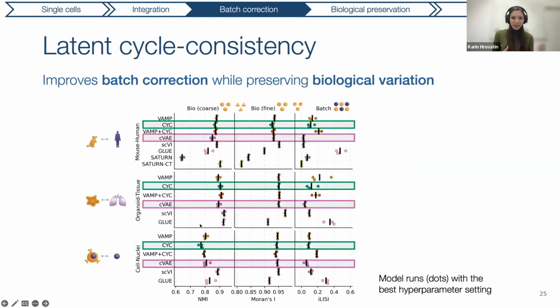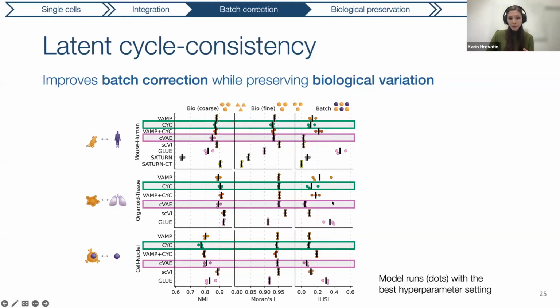Another thing, of course, that is important is to test if this approach improves upon just a normal cVAE. So I have here 3 different data sets in rows, and then I have different metrics, and the cycle model is shown in green, and the cVAE is shown in dark pink. As you can see, the biological preservation on both the coarse and the fine level is relatively similar between the two models. However, the batch correction is higher when we use the cycle consistency in all 3 data settings.